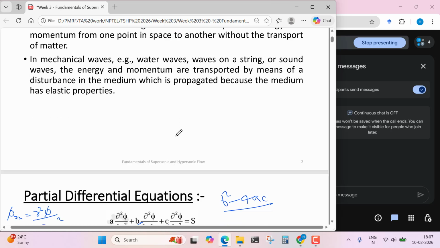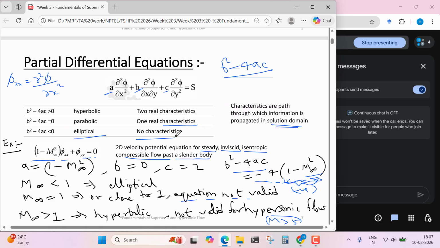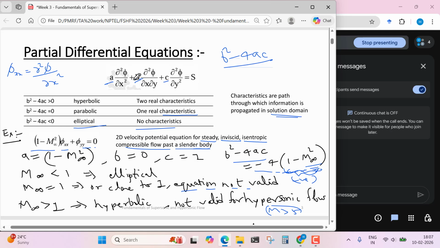And these waves we can define using a partial differential equation, and the generalized form of a second order partial differential equation can be written as A ∂²φ/∂x² + B ∂²φ/∂x∂y + C ∂²φ/∂y² = S. This partial differential equation can be of three types, and the type we can find using the coefficients A, B and C.